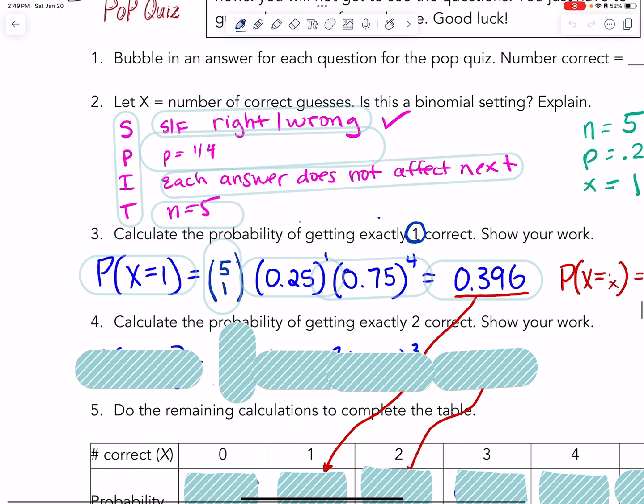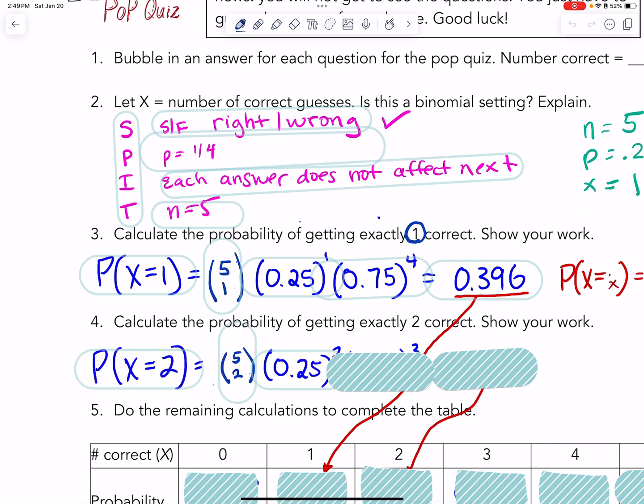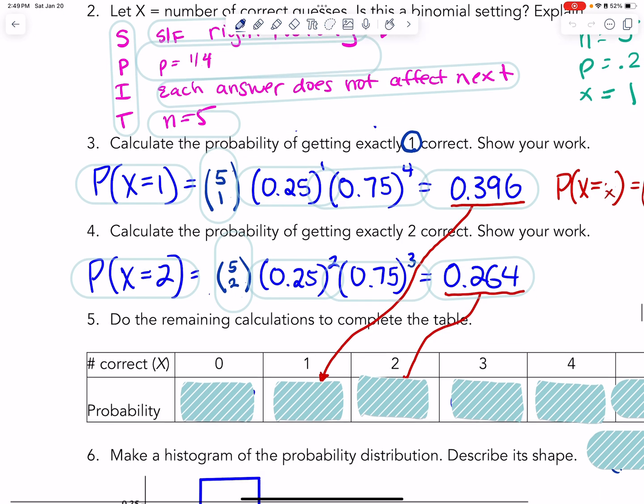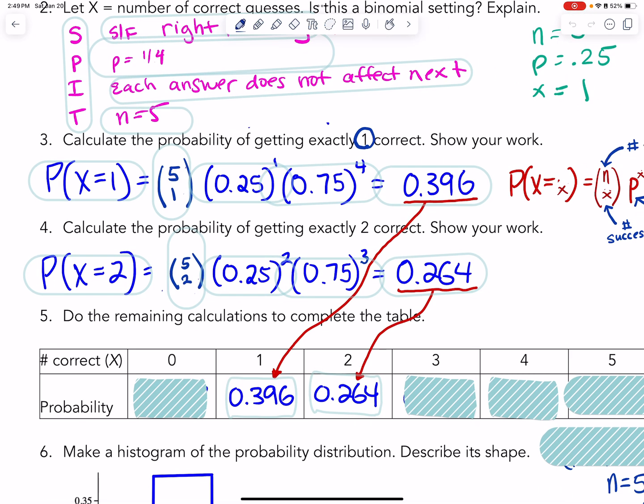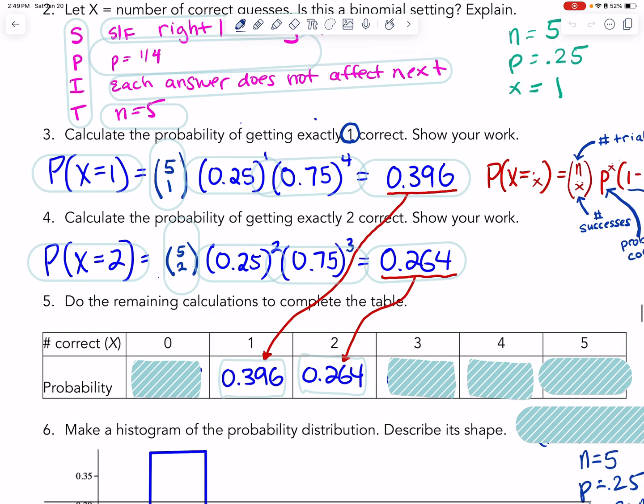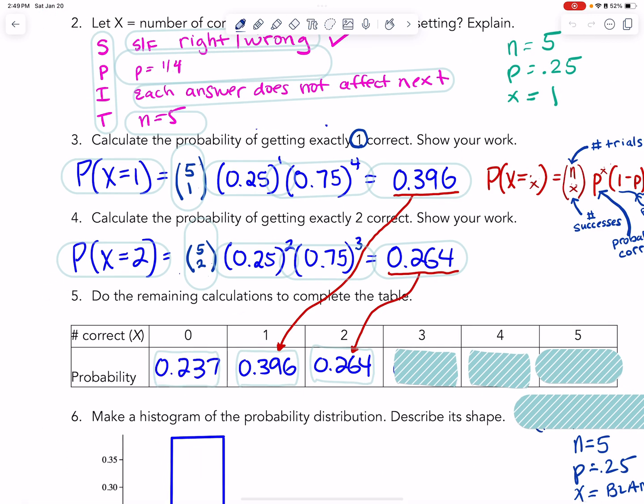All right, and so for the calculated probability for 2, how are you going to do that? What changes is 5 choose 2, 25% to the 2, and 75% to the 3. And those are going to go in my chart. Okay, would you please do the same thing for 0, 3, 4, and 5? So 5 choose 0, 5 choose 3, 5 choose 4, and 5 choose 5. Put this video on pause and go ahead and try it yourself. And this is what you're going to get.